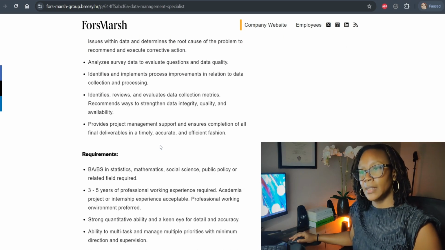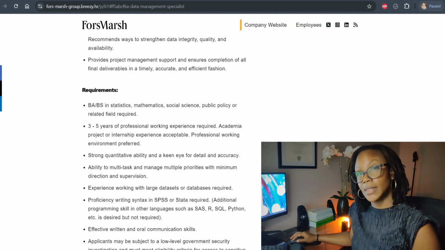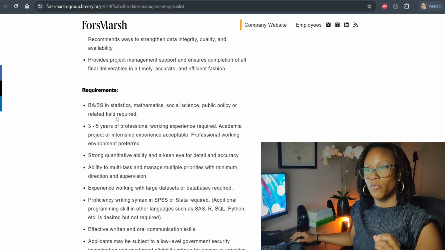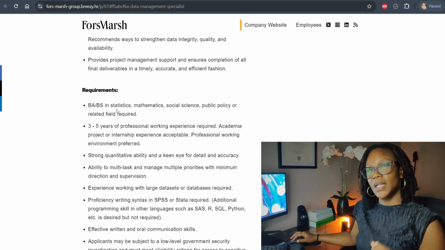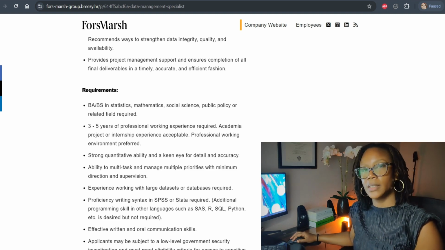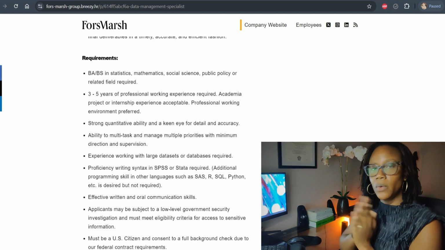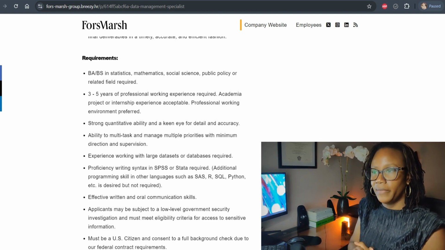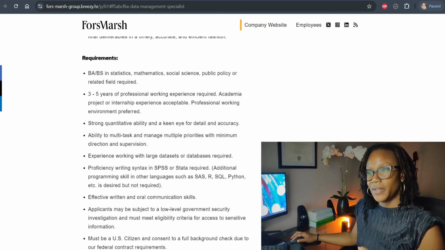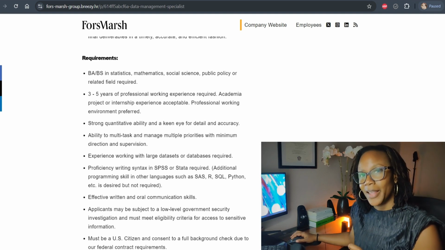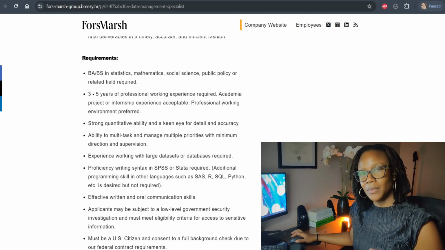So the requirements: you are going to need a degree in statistics, mathematics, social science, public policy, or a related field. Now that's interesting, because what that says to me is I don't necessarily need a mathematical degree or a STEM degree. As long as you've done some analysis in a previous position, you may qualify for this. They're looking for 3 to 5 years of professional working experience. Academia, project, or intern experience is acceptable. Most of the time, companies do not want to accept your volunteer or internship experience, but this company will.